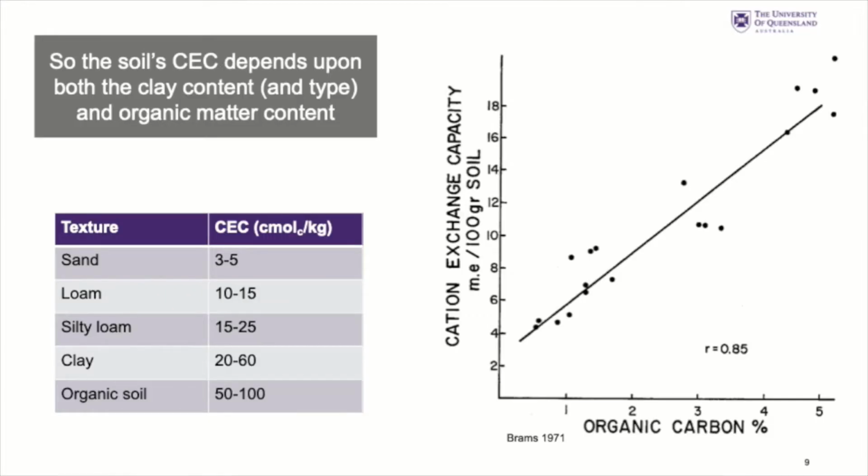We also see that the higher the organic matter, the more cation exchange capacity there is. The graph on the right here is an old one, from 1971. I've selected that deliberately because this is something that we've known for a long period of time. This is not anything new. The more organic matter we have in our soil, the higher the cation exchange capacity, the higher the ability of the soil to retain those cations within it.